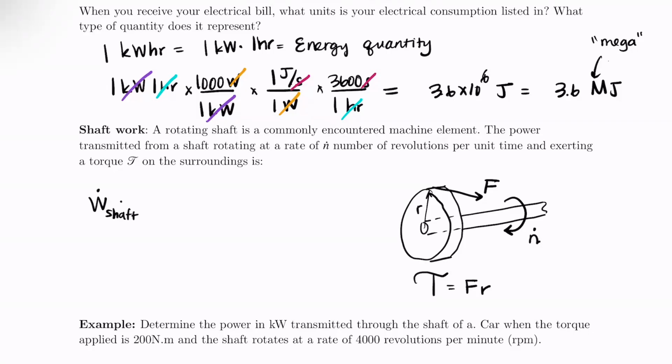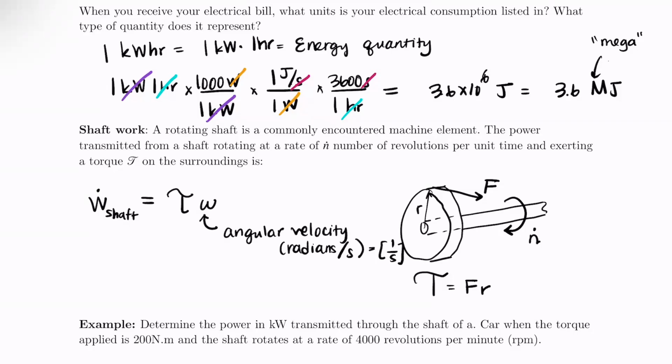I'll write it up, is equal to torque times omega, where omega is the angular velocity in radians per second. Radians isn't really a unit, so the units of this is per second. Okay.